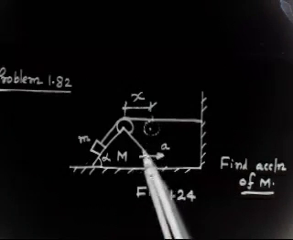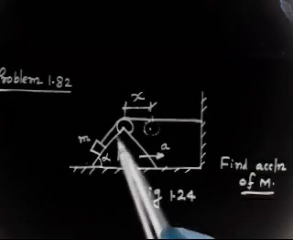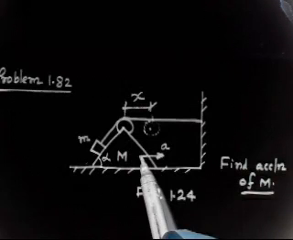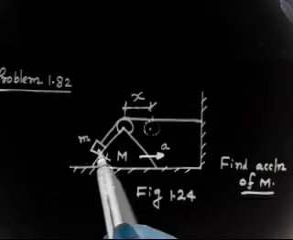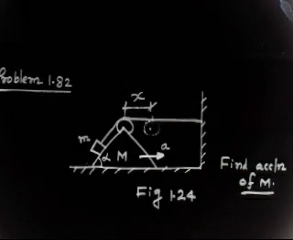So if this moves by distance x, this also moves by distance x with respect to this. Are you getting? So now I can say the acceleration of this is A in this direction. Acceleration of this is also A in the downward direction with respect to this base. This is the only important point in this question.